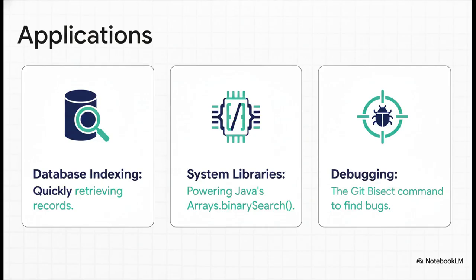And third, debugging. There is an incredibly famous tool called Git bisect. When a developer accidentally introduces a bug into the code, but they have no idea which update caused it, Git bisect uses binary search through the history of all the code changes to rapidly hunt down the exact moment the bug was born. This simple divide-and-conquer logic literally runs the digital world.